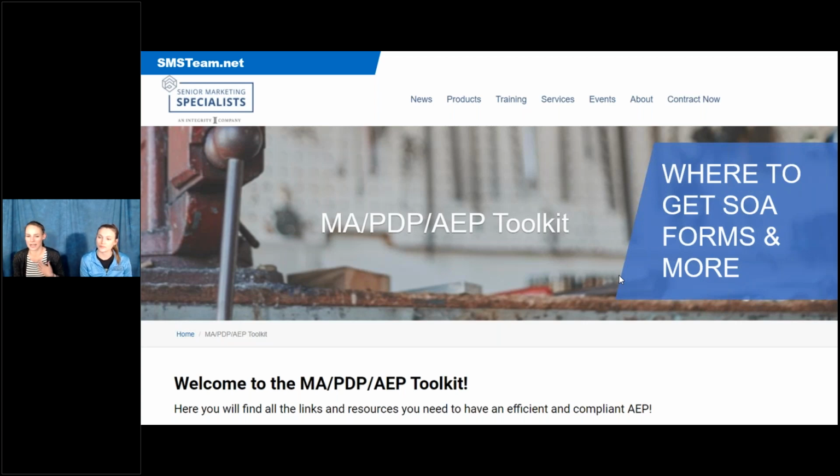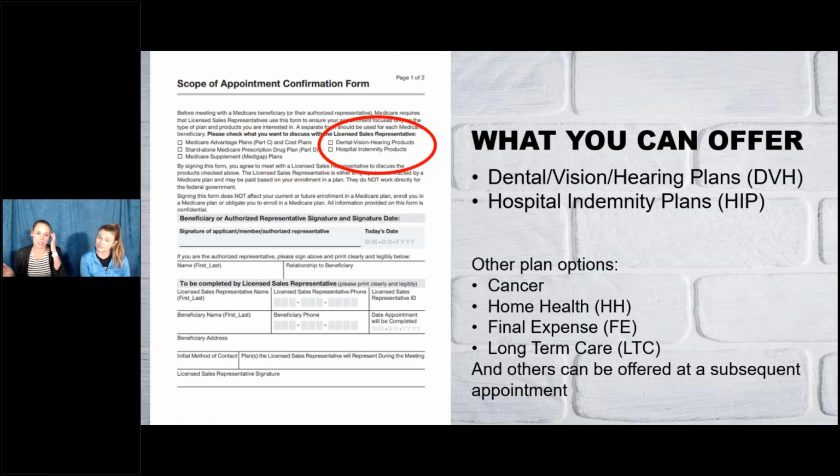We don't have the time today to go over everything that's in there, but there are marketing pieces and compliance guidelines. We have something in there called the CYA forms, the cover your assets forms, which guide you to do a compliant Medicare Advantage appointment. So all that being said, this is what a scope of appointment looks like. It's the same platform whether it's electronic or a paper scope. In addition to talking about those core Medicare products, the scope of appointment clearly lines out dental, vision, hearing, and a hospital indemnity product.